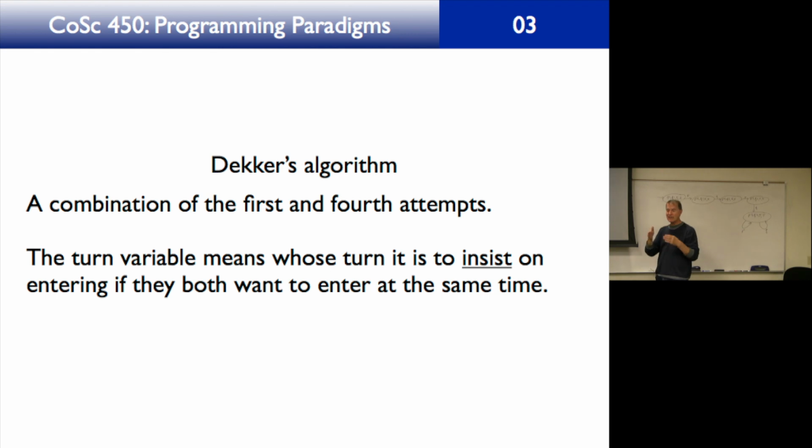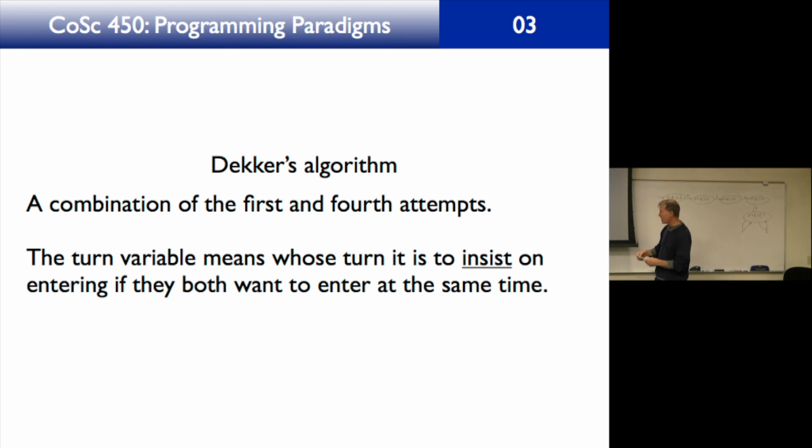Now we're going to reintroduce that variable turn, but now it doesn't mean whose turn to enter the critical section. If you both are trying to get in at the same time, whose turn is it going to be to break the tie? It's not whose turn to get into the critical section, it's whose turn to break the tie. Do you see the idea? It's whose turn to break the tie.